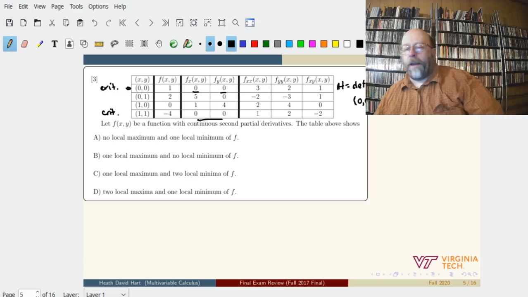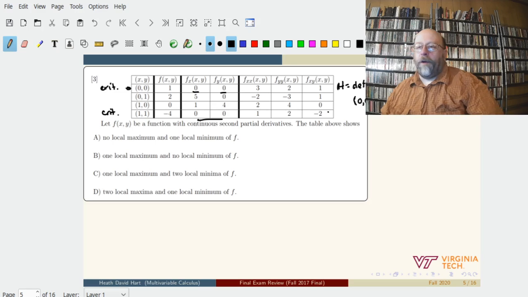All right, so then let's look at the other point. This time my Hessian is a determinant of 1 on this diagonal and 2 on this position, and then negative 2 along there. And this determinant will be 2 minus 4, which is negative 2, and that is a saddle point.